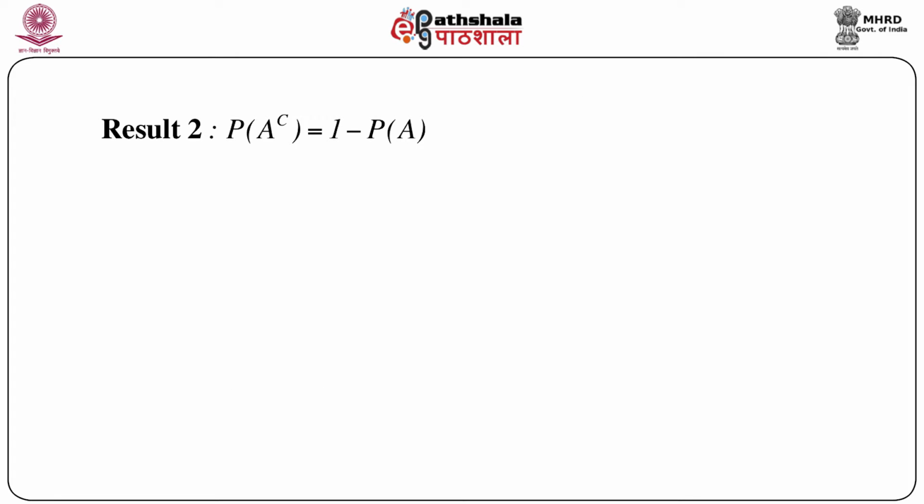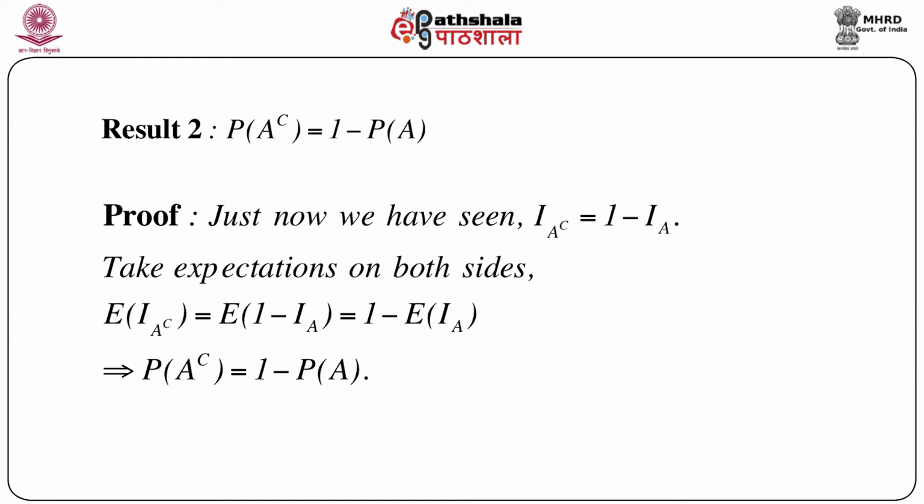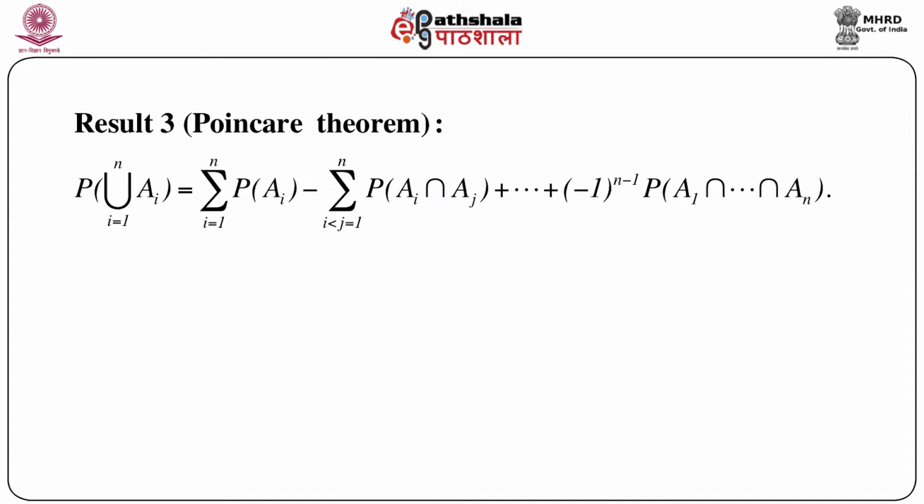So next one is probability of A complement equals 1 minus probability of A, and we have already seen that I of A complement equals 1 minus I_A. Again take expectations on both sides, so expectation of I of A complement equals expectation of 1 minus I_A, which is nothing but 1 minus expectation of I_A, and which in turn means that probability of A complement equals 1 minus probability of A, because probability of A complement equals expectation of I of A complement and probability of A equals expectation of I_A. So we have already proved two things.